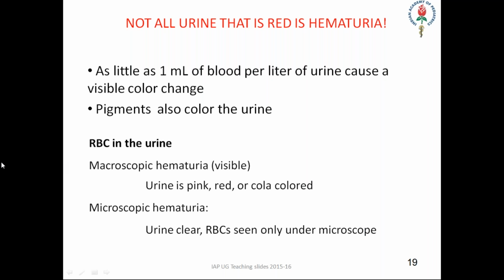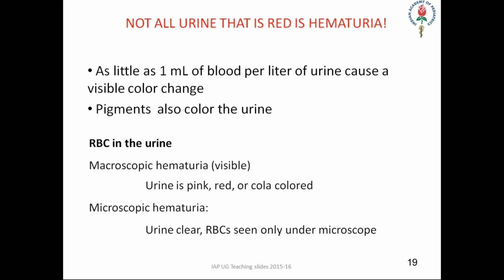So in these slides, I'll concentrate only on hematuria. Not all urine that is red is hematuria. As little as 1 ml of blood per liter of urine causes a visible color change. Pigments also color the urine. So when you see the RBCs in the urine, you describe whether it is macroscopic hematuria or microscopic hematuria.